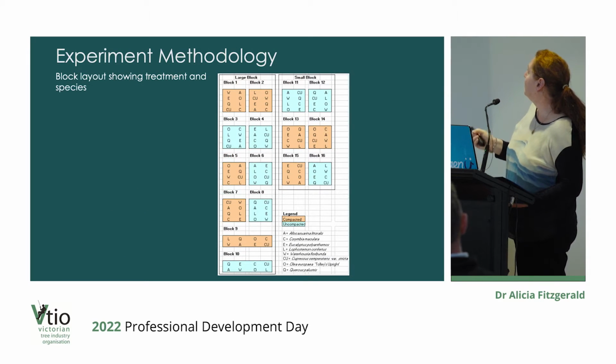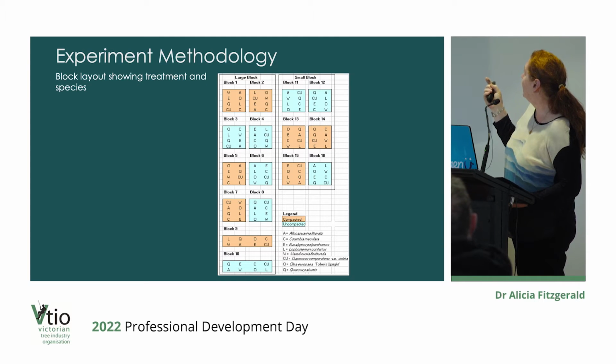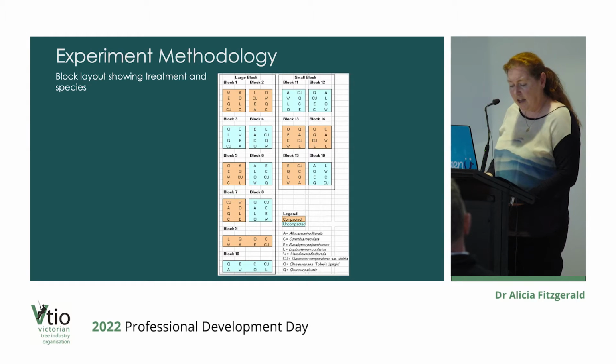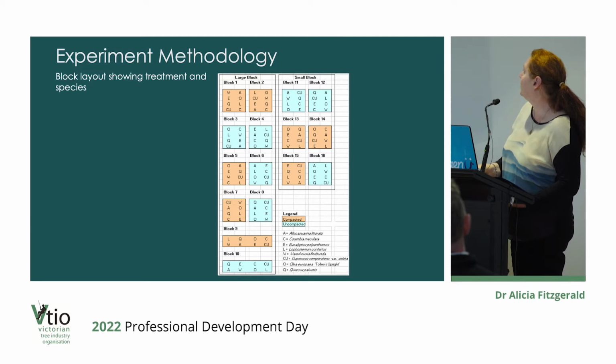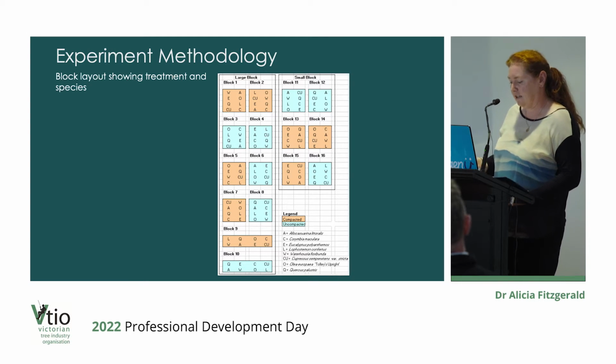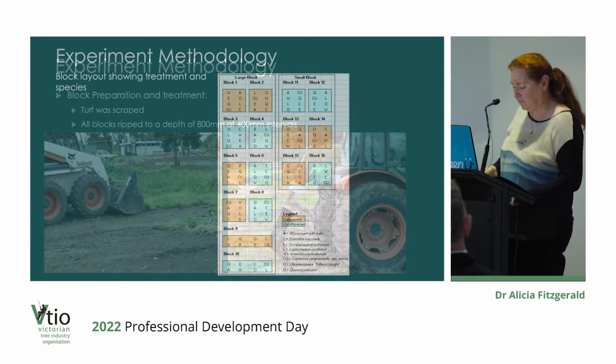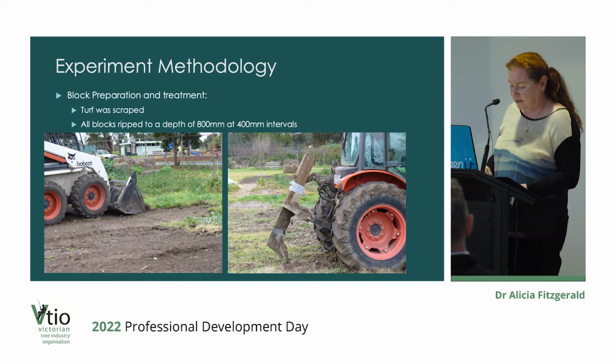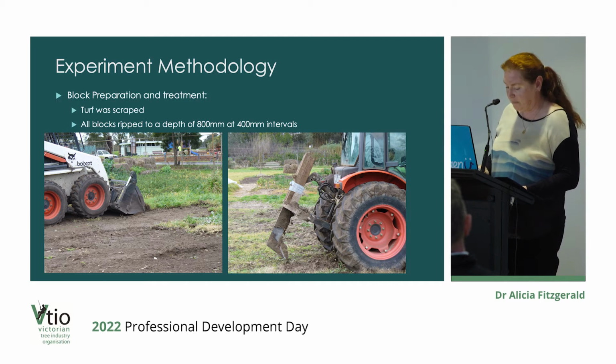So here I'm showing the diagram of the block layout within the large block and the small block, and it shows the compacted area in the orange and the uncompacted in the blue, and each letter represents the different species. And the block's treatment and the species were randomly selected. So the blocks were prepared by scraping the existing turf with a bobcat. Then all blocks were ripped to a depth of 800 millimetres at 400 millimetre intervals.